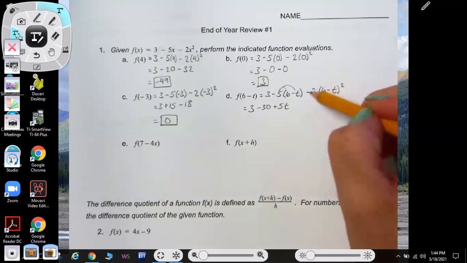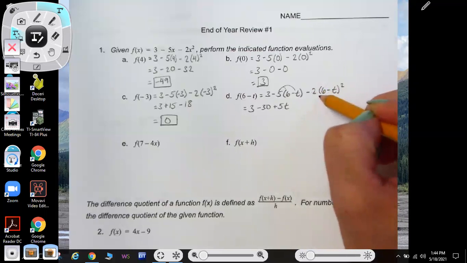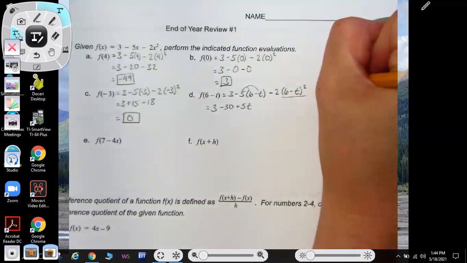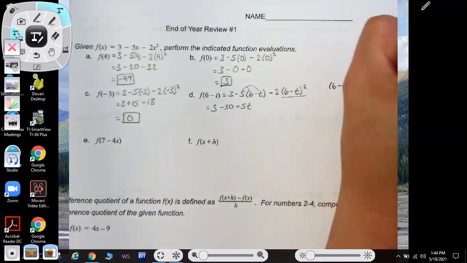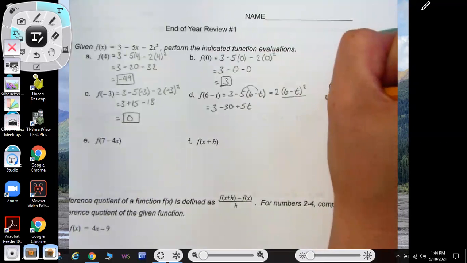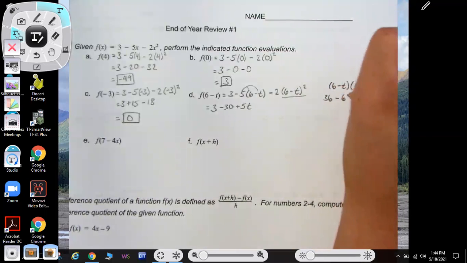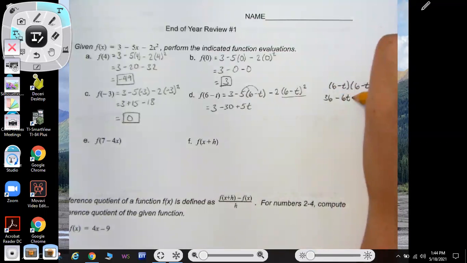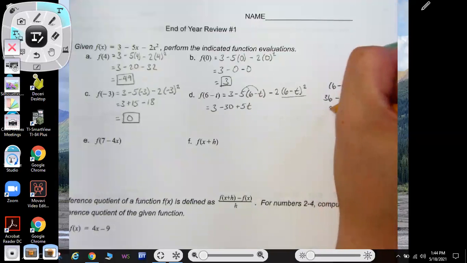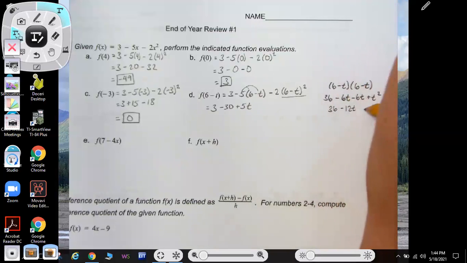Now, on this next part, before we can distribute this negative 2, we need to take care of the 6 minus t squared. 6 minus t squared is the same as 6 minus t times 6 minus t. So I'm going to use this area over here to do some scratch work. 6 times 6 is 36. 6 times negative t is negative 6t. Negative t times 6 is negative 6t. And negative t times negative t is positive t squared. Combine like terms, we get 36 minus 12t plus t squared.